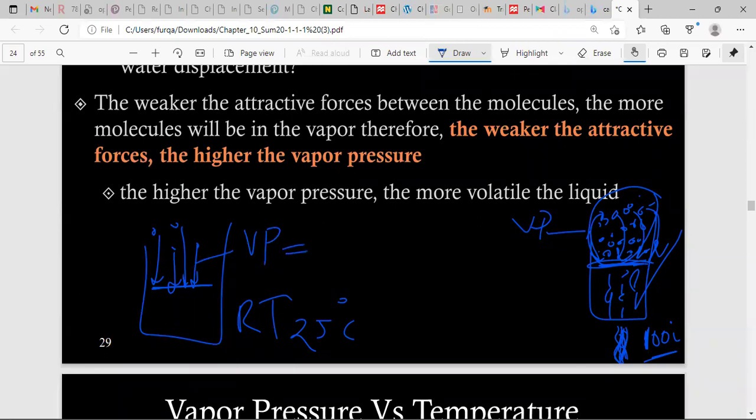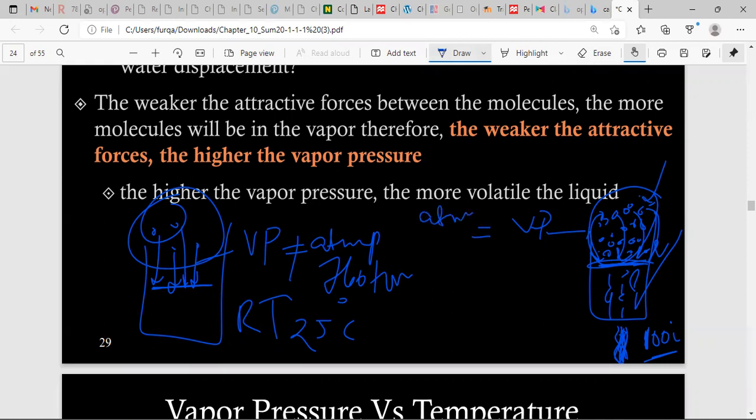But this vapor pressure is not equal to atmospheric pressure. We need more vapors here to make it equal to the atmospheric pressure, which is 760 torr. So that's not going to be equal. That's why we had to apply heat, so we can have more vapors, more pressure that can be equal to atmospheric pressure. So if atmospheric pressure at sea level is 760 torr, then we need to get this vapor pressure also to become 760 torr.